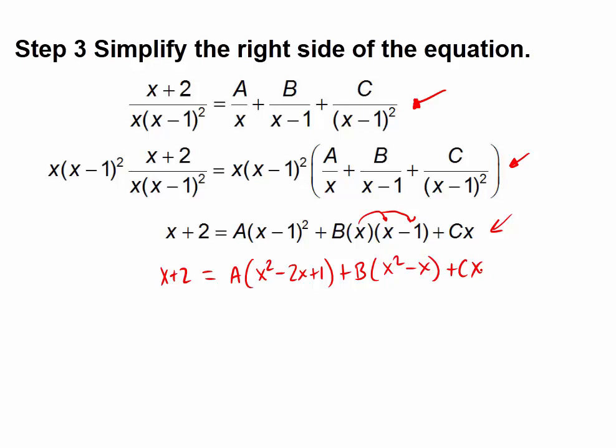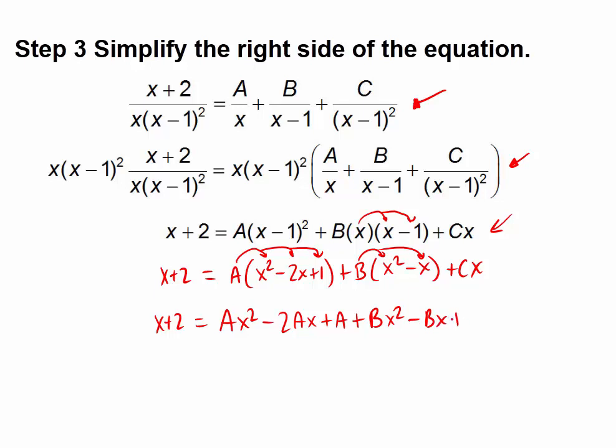Okay? So continuing to simplify here, I'm just going to distribute my a through and distribute my b through. So let's see, I'll have ax squared minus 2ax plus a. And when I distribute the b, I'll have bx squared minus bx plus cx. That's as far as we get in terms of simplifying.